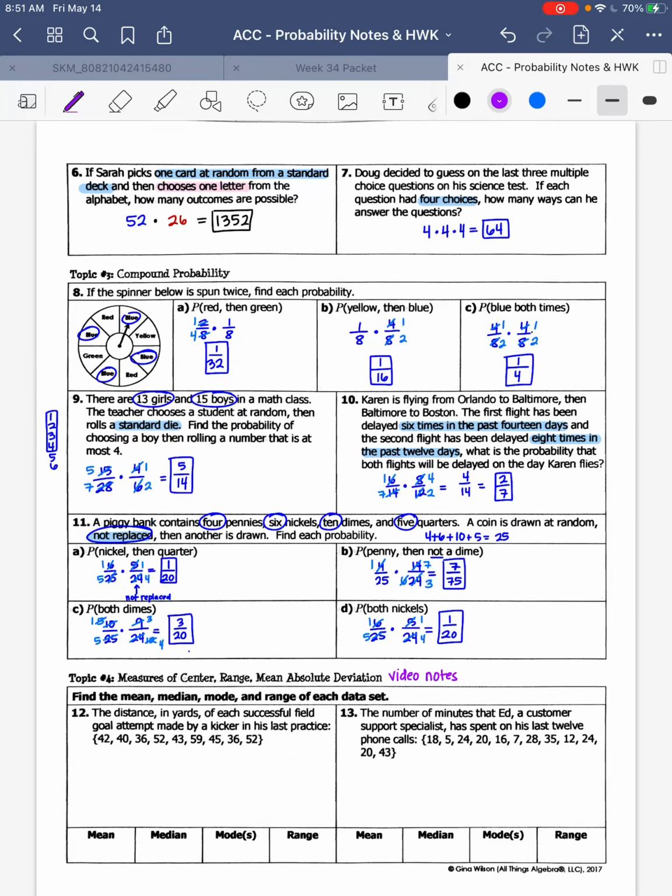Hey guys, we're continuing with our notes from Friday. We're starting with number 12. We're going to find the mean, median, mode, and range of each data set.